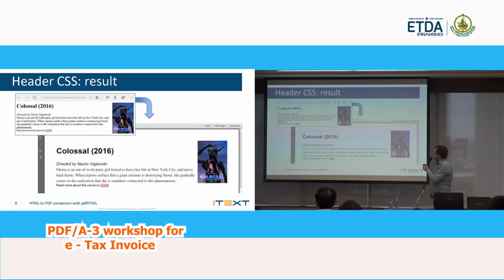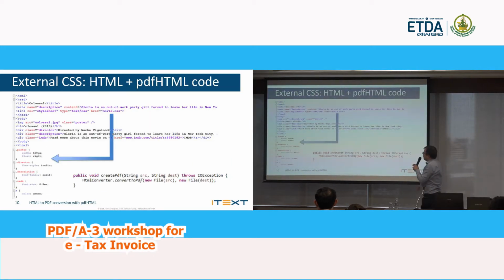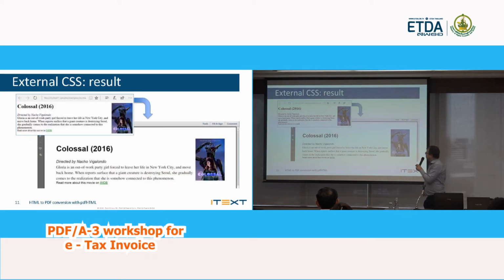We have our PDF. And then it's also possible, of course, to refer to an external CSS. So this is a separate file, a CSS file. No longer do we have the definitions in the header. Still exactly the same code, one line, HTML convert to PDF. We have the source, we have the destination, and now I changed the color into green here, for instance.